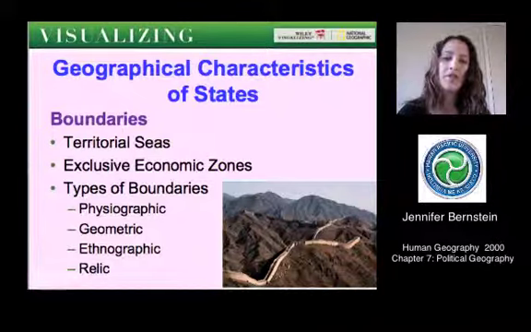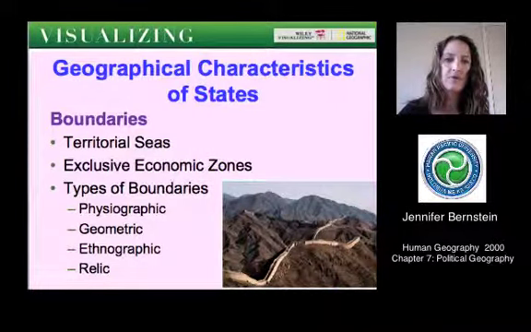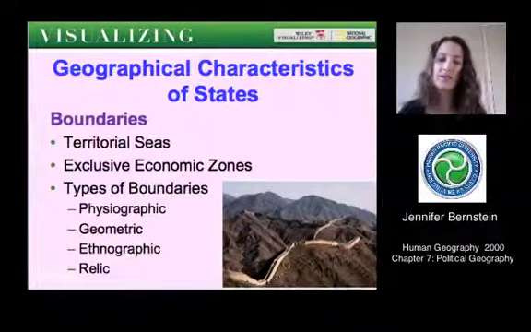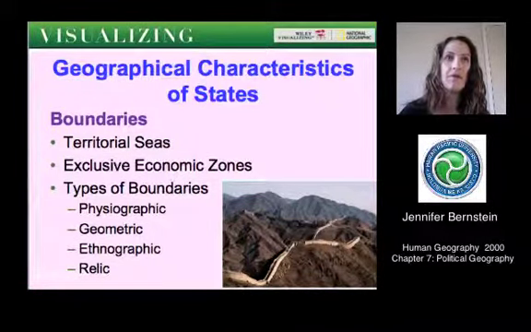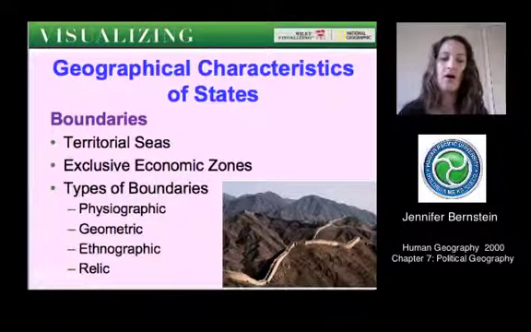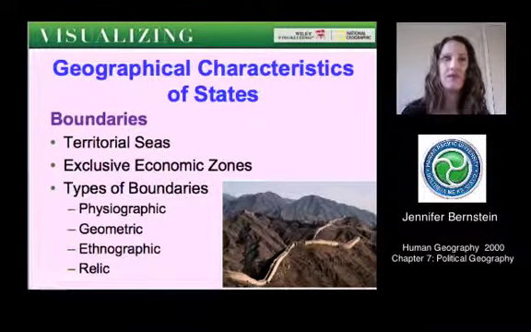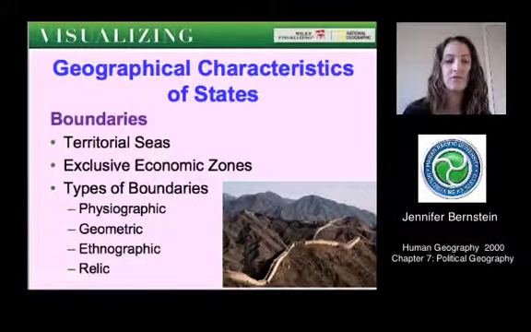Okay, the geographical characteristics of states. First of all, boundaries. What is a boundary? It's good to think of a boundary as a vertical plane that's represented as a line on a map. A lot of the time we think of them as horizontal, but if you can imagine it as vertical, going from the ground all the way high up into the atmosphere, that's a much better spatial representation of a boundary.